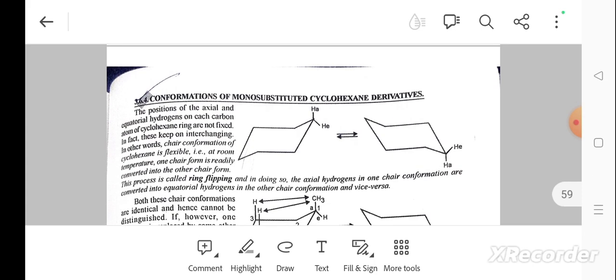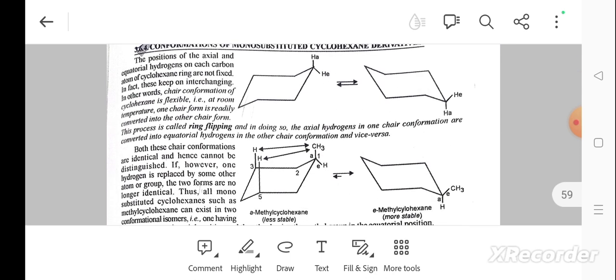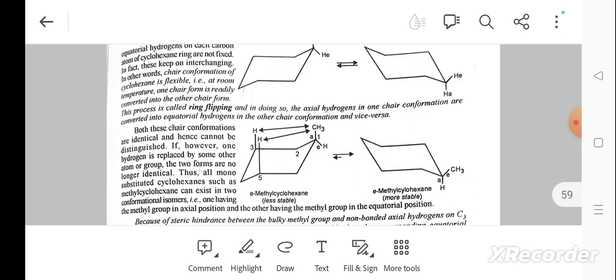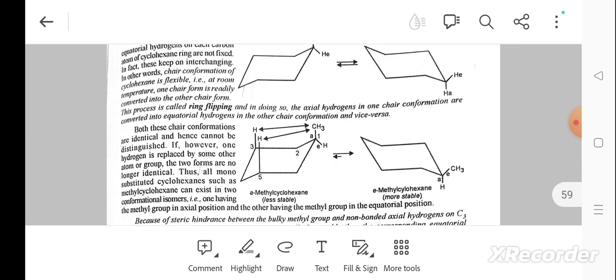Configuration of monosubstituted cyclohexane derivatives. The positions of the axial and equatorial hydrogens on each carbon atom of the cyclohexane ring are not fixed. In fact, these keep on interchanging. In other words, the chair conformation of cyclohexane is flexible at room temperature and one chair form is readily converted into another chair form. The process is called ring flipping, and in doing so, the axial hydrogens in one chair conformation are converted into equatorial hydrogens in the other chair conformation and vice versa.